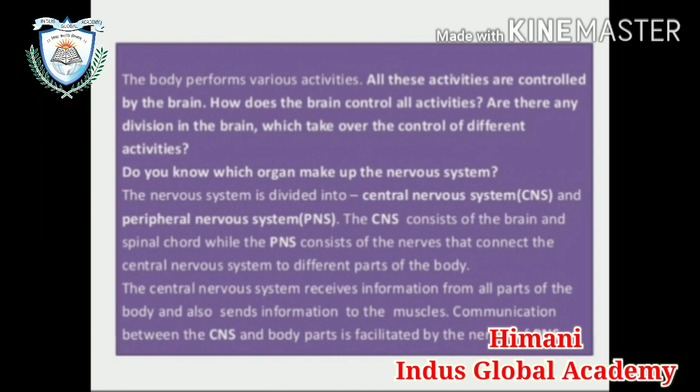The nervous system is basically divided into the CNS, central nervous system, and the PNS, peripheral nervous system. The CNS consists of the brain and the spinal cord, while the PNS consists of nerves that connect the CNS to the different parts of the body. The CNS receives information from all parts of the body and also sends information to the muscles. Communication between the CNS and the body parts is facilitated by the nerves of the PNS.